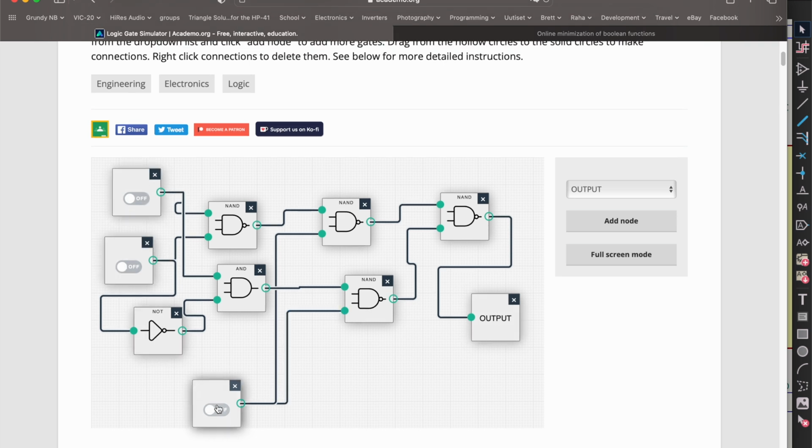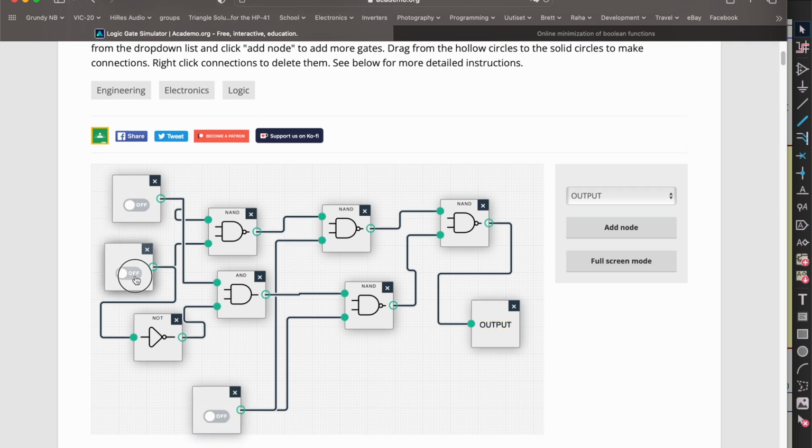So 0, 0, 0 gives RAS output 0. 0, 0, 1. Okay, we've got a 1. 0, 1, 0, no output. 0, 1, 1. Okay, we've got output. 1, 0, 0, nothing. 1, 0, 1. Okay, we've got output. 1, 1, 0, nothing. 1, 1, 1, nothing. Okay, I might have skipped some, I don't know.